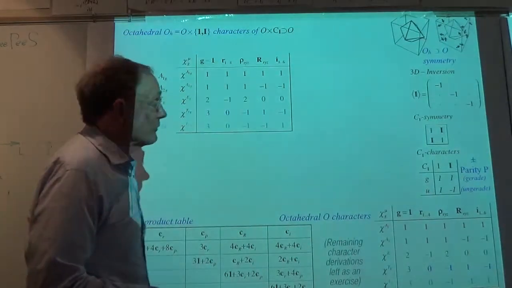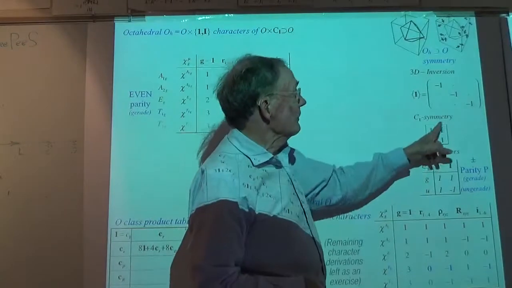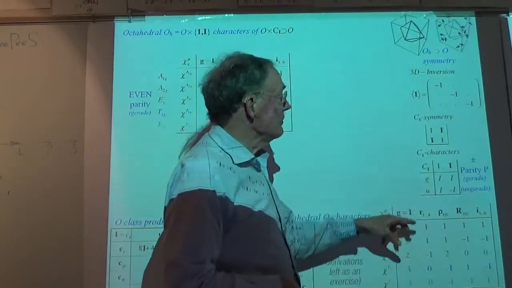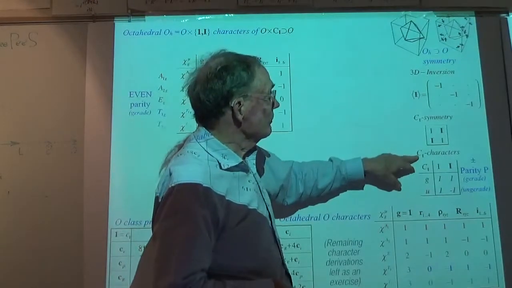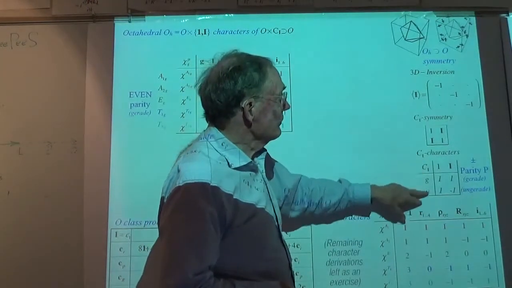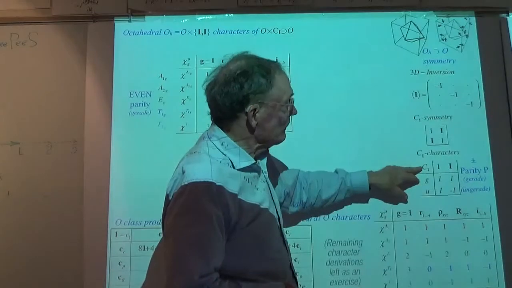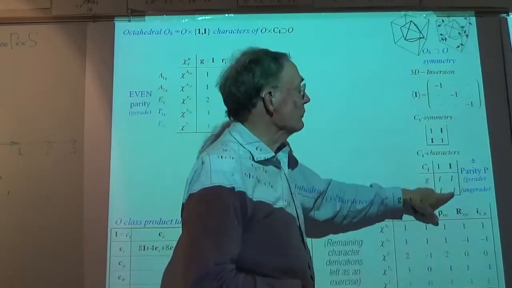It's a unit matrix with a minus sign. And there's the symmetry multiplication table for Ci. It's just C2. It's isomorphic to C2, the two group. And here is the character table for C2 of 1, 1, 1, minus 1.